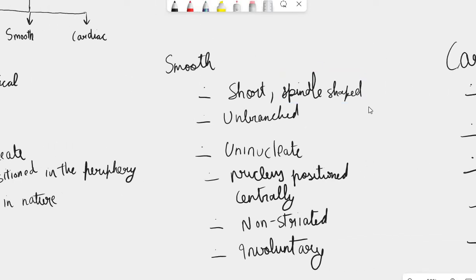So, the smooth muscular tissue. It is short and spindle shaped. It is unbranched. It is uninucleate, which means that a single cell of the smooth muscular tissue contains only one nucleus, unlike the skeletal muscular tissue. So uni means one and nucleate means nucleus. And the nucleus is positioned centrally, which means it is positioned in the middle of the cell and not in the periphery.